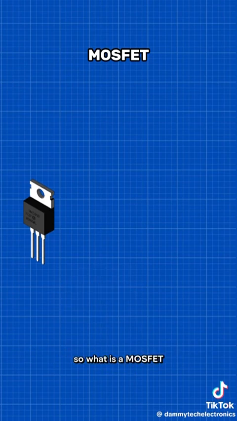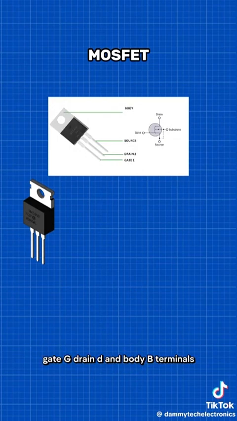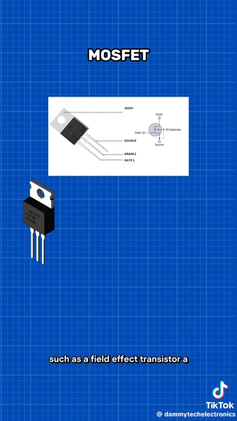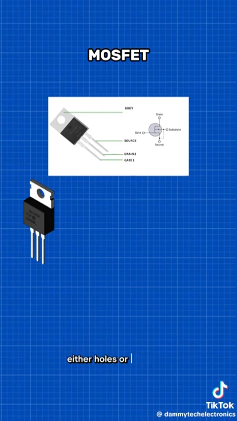So, what is a MOSFET? A MOSFET is a four-terminal device having source (S), gate (G), drain (D), and body (B) terminals. In general, the MOSFET body is connected to the source terminal, forming a three-terminal device such as a field effect transistor. A MOSFET is generally considered a transistor and is used in both analog and digital circuits. The functionality of a MOSFET depends on the electrical variations that occur in the channel width, as well as the flow of carriers, either holes or electrons. The charge carriers enter the channel through the source terminal and exit via the drain.